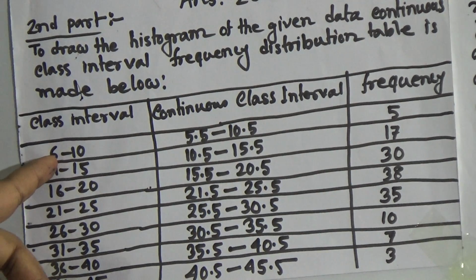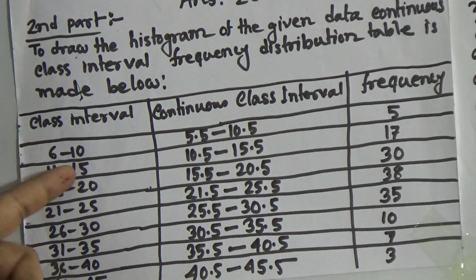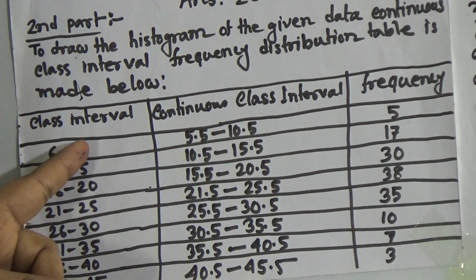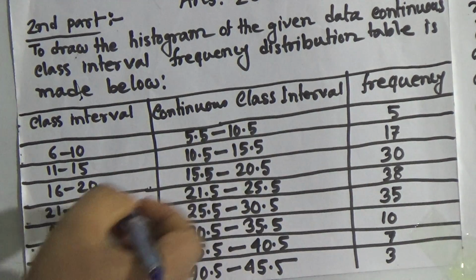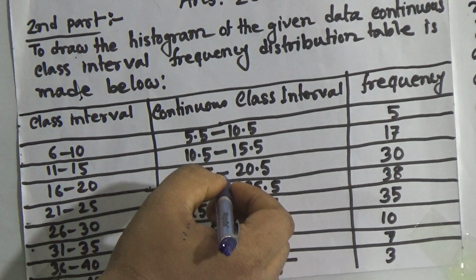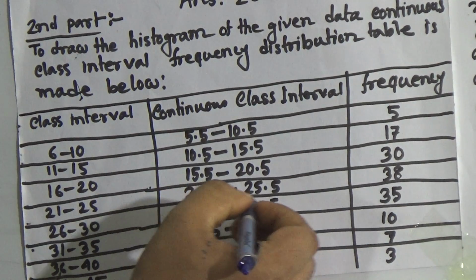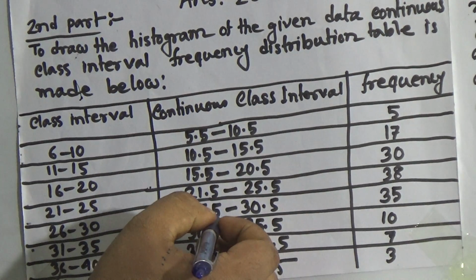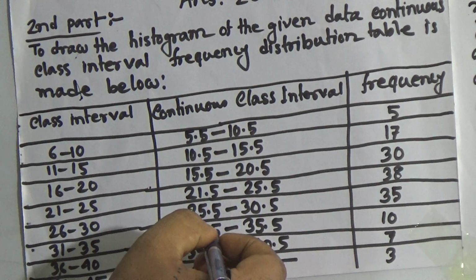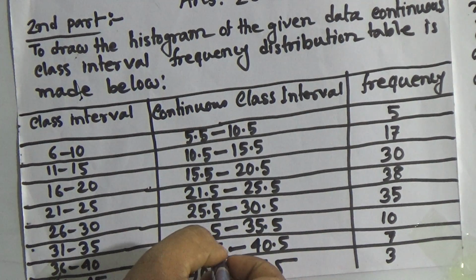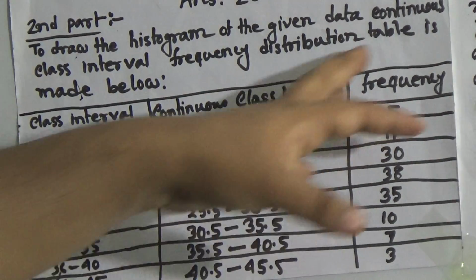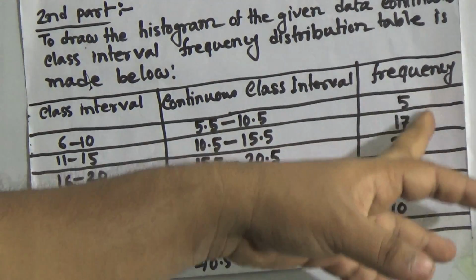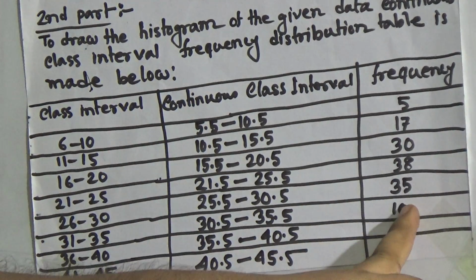If we subtract 0.5 from 6, we get 5.5. If we add 0.5 to 10, we get 10.5. Then 10.5 to 15.5, 15.5 to 20.5, 20.5 to 25.5, 25.5 to 30.5, 30.5 to 35.5, 35.5 to 40.5, and 40.5 to 45.5. And in this class, the frequencies are unchanged, which are 5, 17, 30, 38, 35, 10, 7 and 3.